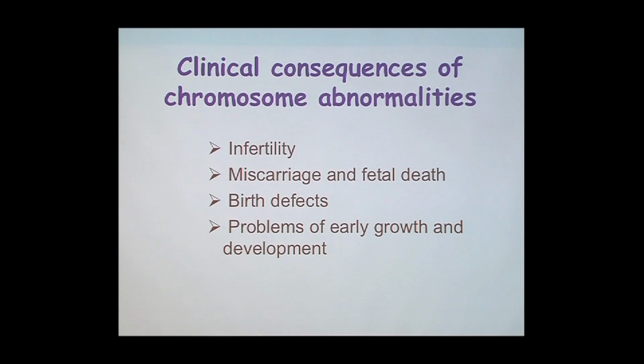Now, what are the clinical consequences of these? A very important consequence is infertility. Okay, so if somebody is carrying an abnormality, they might have a lot of problems conceiving a normal child. Because remember, I said that a certain percent of early trimester spontaneous abortions are due to chromosome abnormalities. So this is very common to see in those early spontaneous abortions or miscarriages. And they also can lead to birth defects and problems in early growth and development.